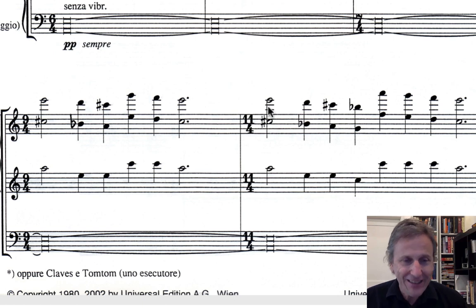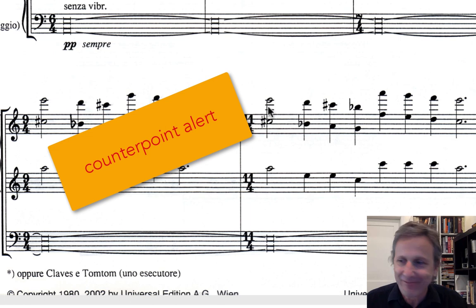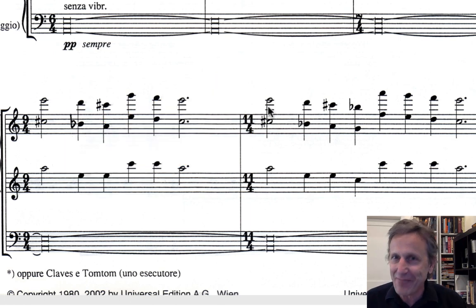Be still, my heart. It looks like counterpoint. It looks like one of those lines. It looks like a musical exercise. How can something that looks like a musical exercise sound so amazingly beautiful? Well, to answer this question, we're gonna look at a musical exercise.